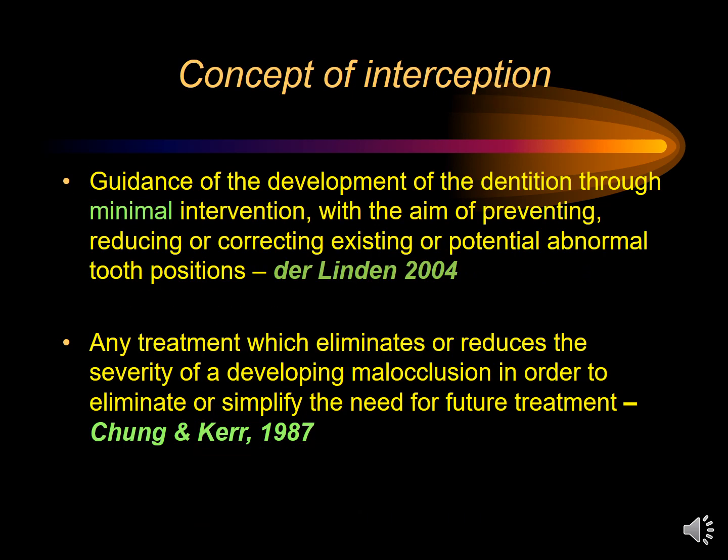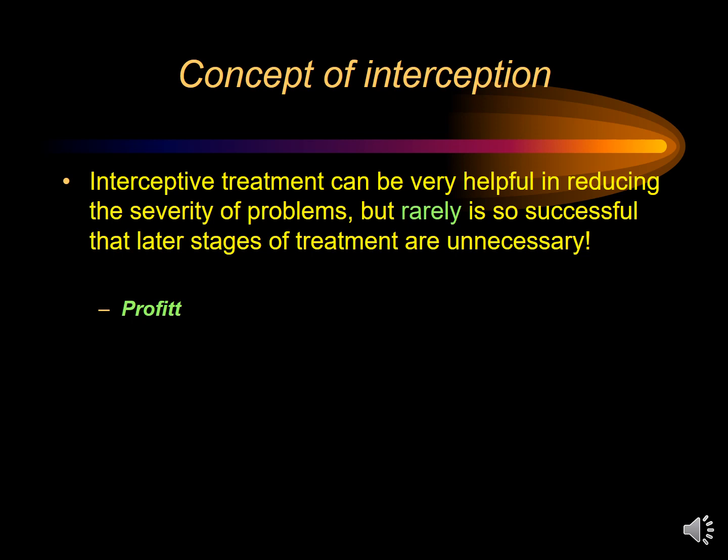Okay, so what is meant by interception? De Linden says that it's the guidance of the development of the dentition through minimal intervention with the aim of preventing, reducing, or correcting existing or potentially abnormal tooth positions. Now, Chung and Kerr say that interception is any treatment which eliminates or reduces the severity of a developing malocclusion in order to eliminate or simplify the need for future treatment. Now, Proffit is of the view that interceptive treatment is very helpful in reducing the severity of problems, but rarely is so successful that later stages of treatment are unnecessary.